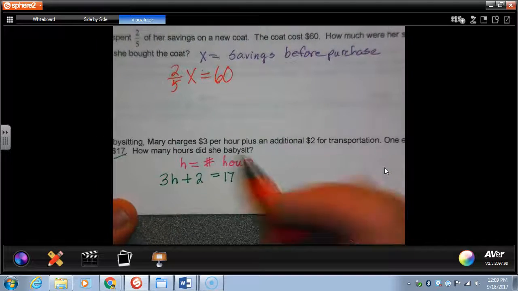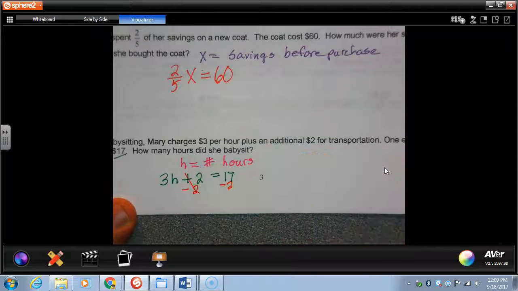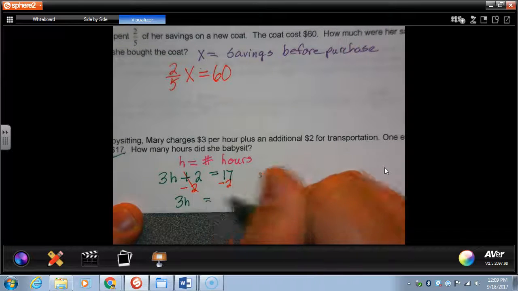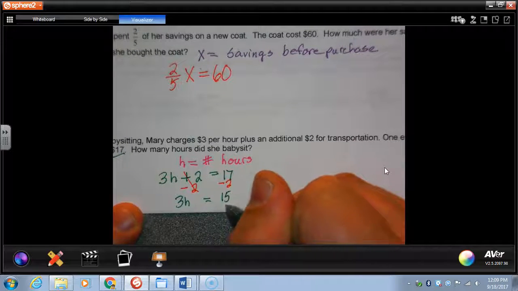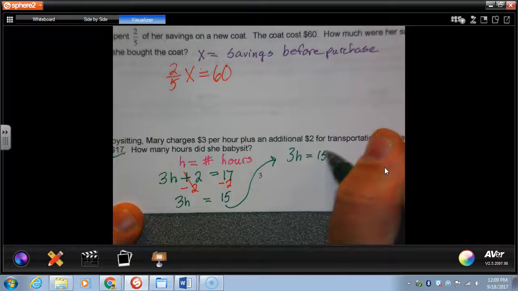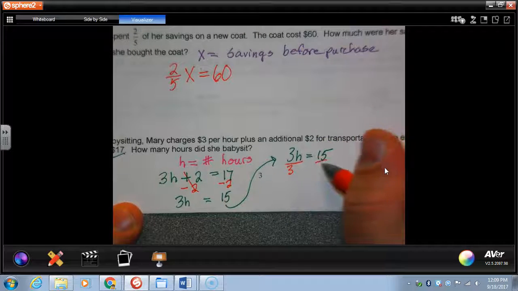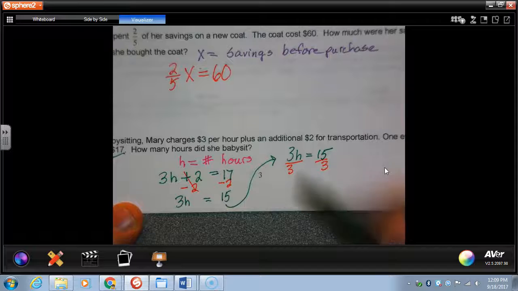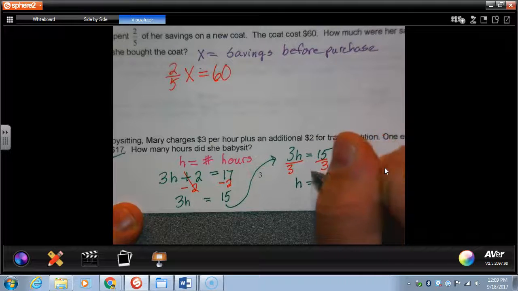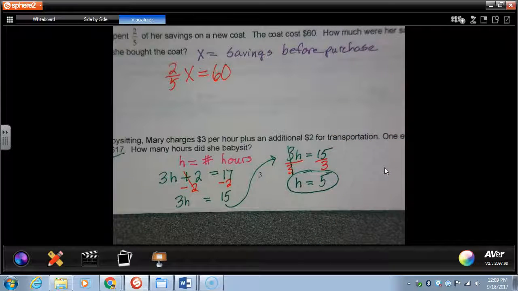Okay, I got to subtract 2 from both sides. I get 3h equals 15. I'm going to divide both sides by the coefficient 3. So how many hours? 5 hours.